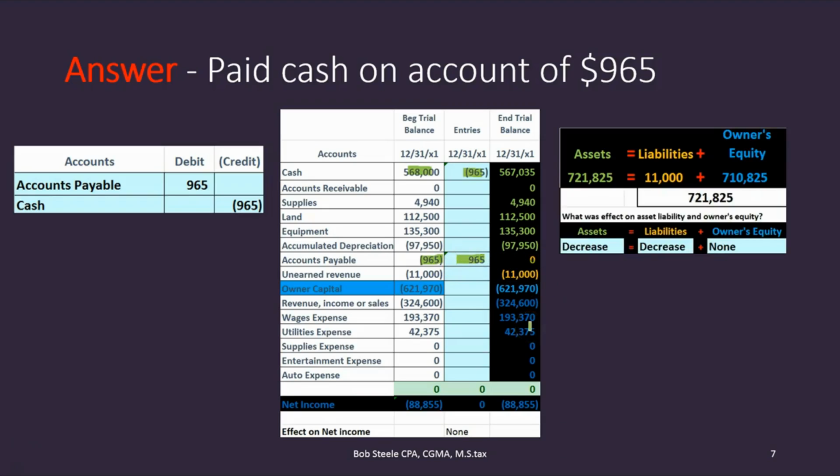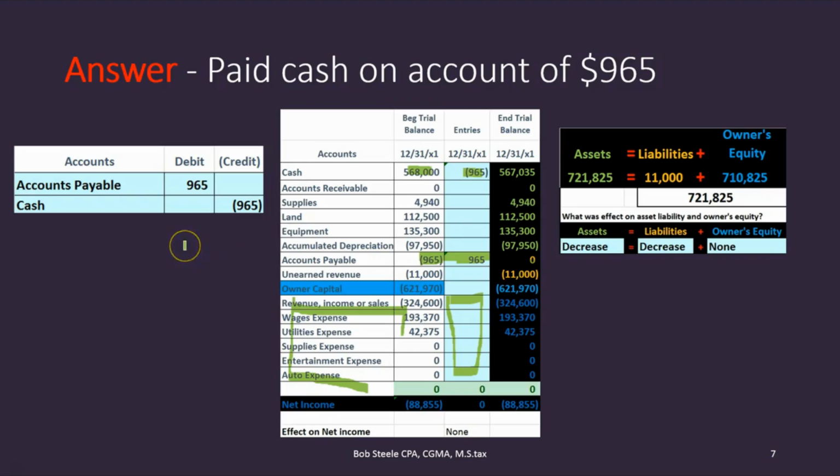What's the effect on the net income? In this case, no effect on net income again because it's an asset and liability. No effect on below the blue line, income statement accounts being revenue and expenses. Effect on the accounting equation: assets are now decreasing because cash is going down, and liabilities are also decreasing because we paid it off. The bad thing's going down. So the good thing's going down, the asset, and the bad thing's going down because we paid off the bad thing with the good thing.